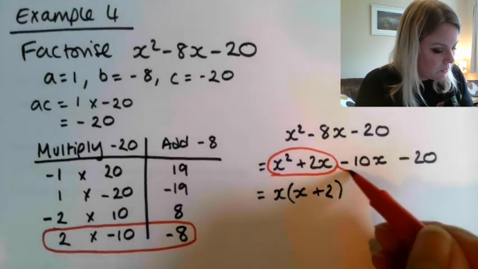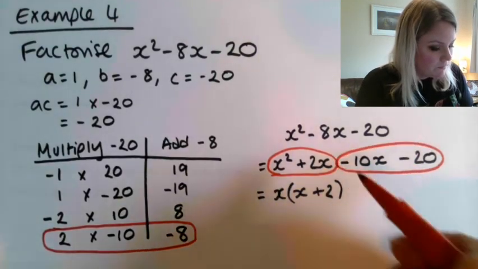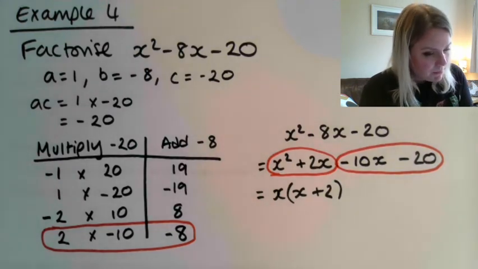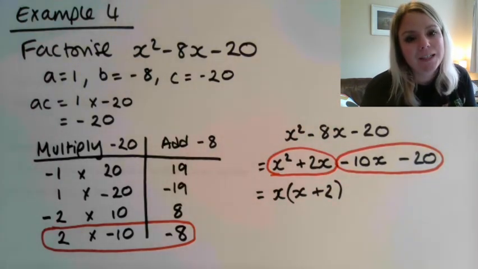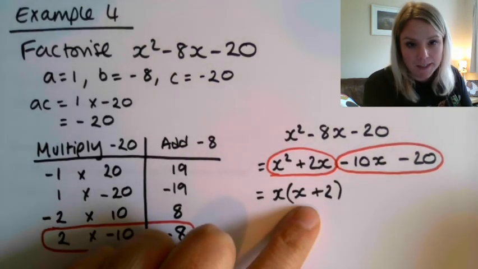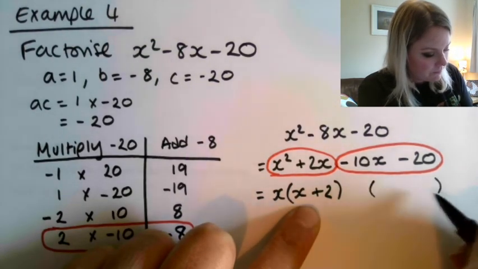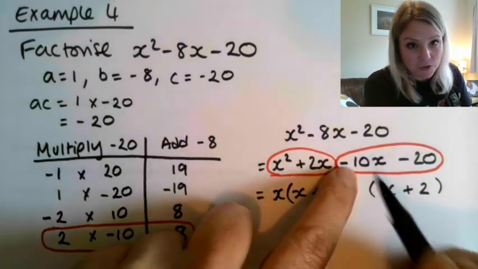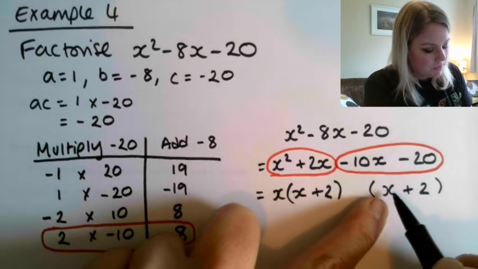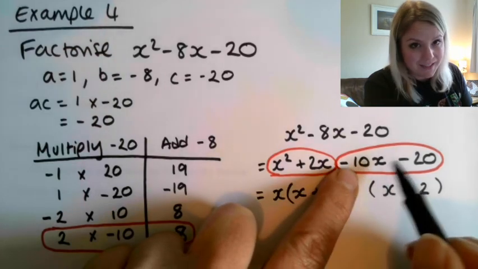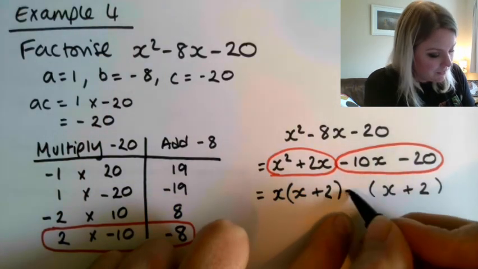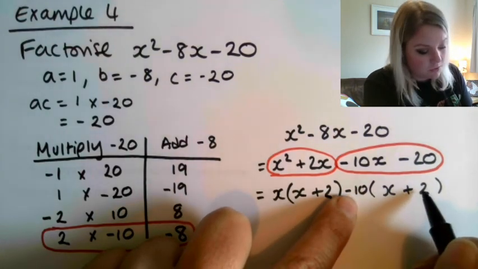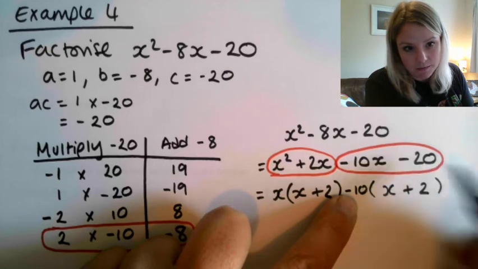Take my next two terms, factorize those, but remember that we need the thing inside the bracket to also be x plus 2. So let's take this first term here. What do I need to multiply x by to give me minus 10x? I need to multiply it by minus 10. Check it with the other one. So minus 10 multiplied by 2, yep, gives me minus 20.